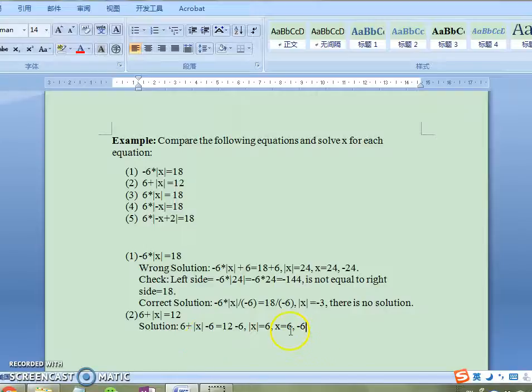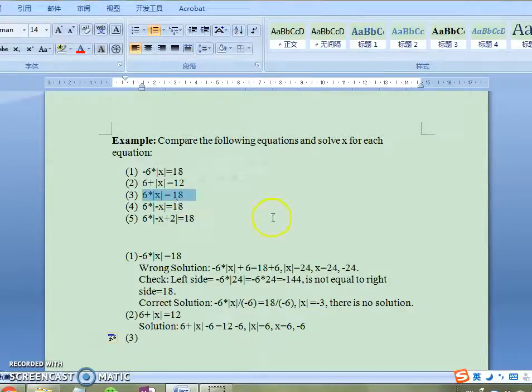Let's double check. 6 plus the absolute value of 6 equals 12, correct? If x equals -6, we get 6 plus the absolute value of -6, which is also +6. 6 plus 6 equals 12. Checked. Okay, let's look at number 3.